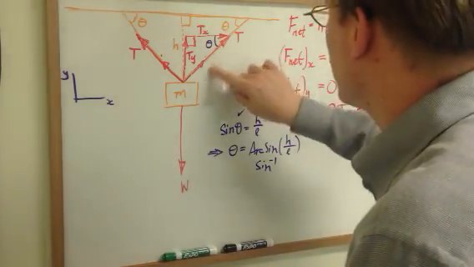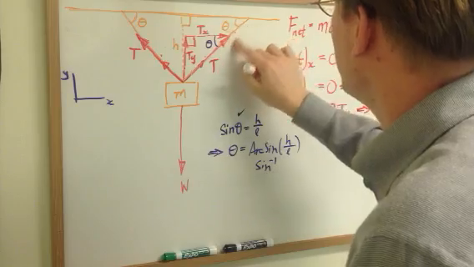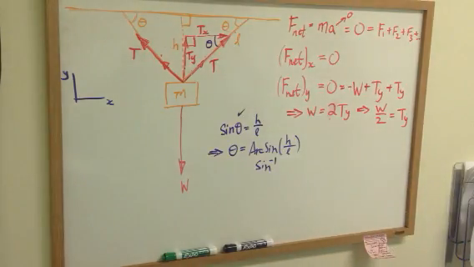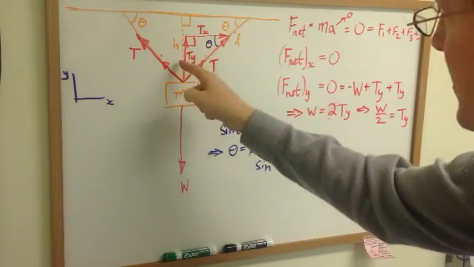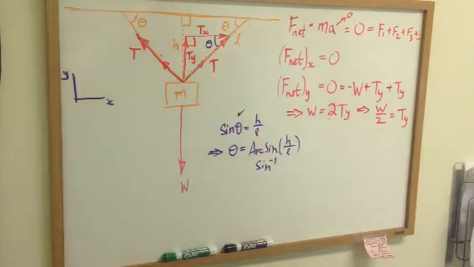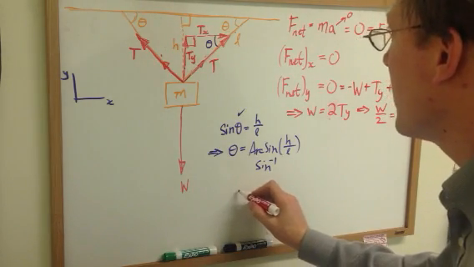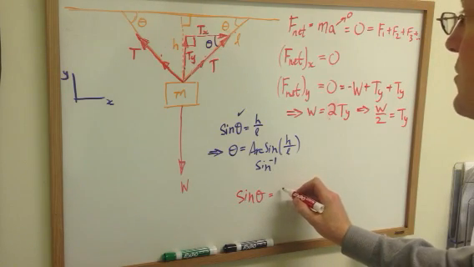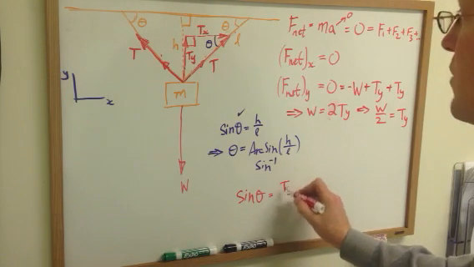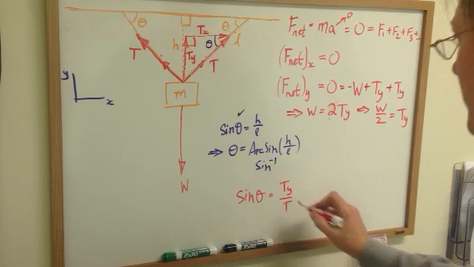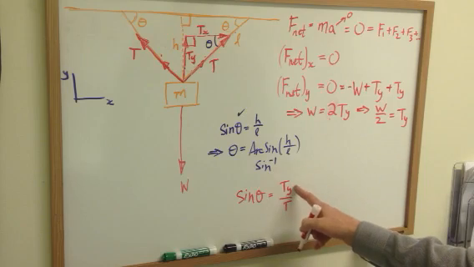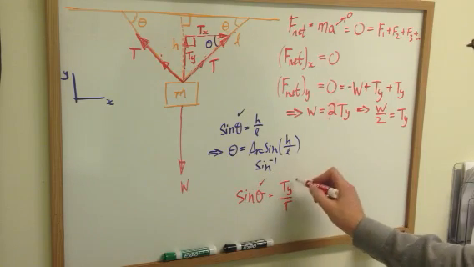T, if I put it here, is the hypotenuse. And Ty is that one component. That is opposite of theta, and that's the hypotenuse. So I could also write, to find the tension, sine theta is equal to Ty over T. I know what Ty is, I know what my theta is, I can solve for T.